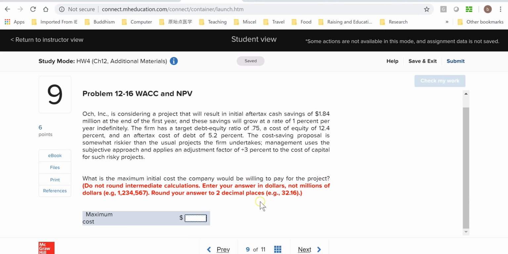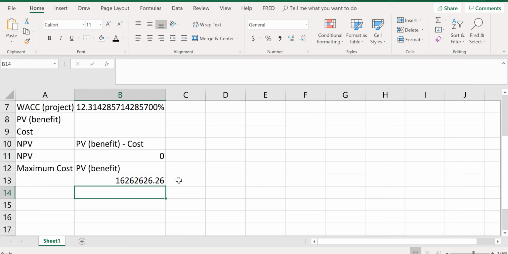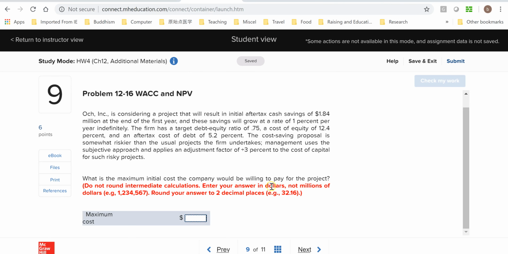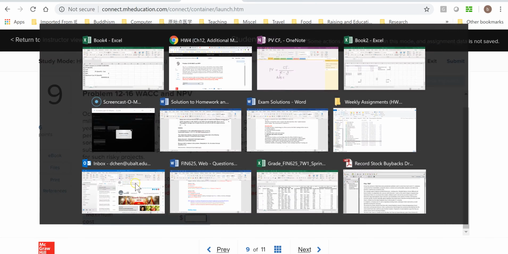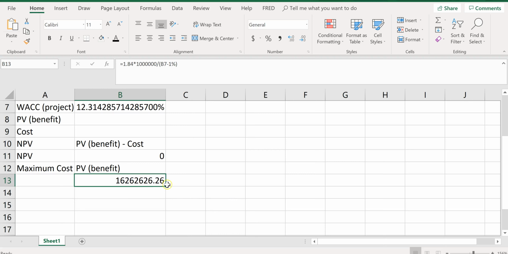And we have to follow the rounding requirement. Do not round intermediate calculations. Using Excel can help us to meet this requirement very easily. Because so far I haven't rounded any intermediate calculations. You can see that. And enter your answer in dollars, not millions of dollars. So that's what I did. This is in dollar, not in millions of dollars. Round your answer to 2 decimal places. So, and also that's what I did.